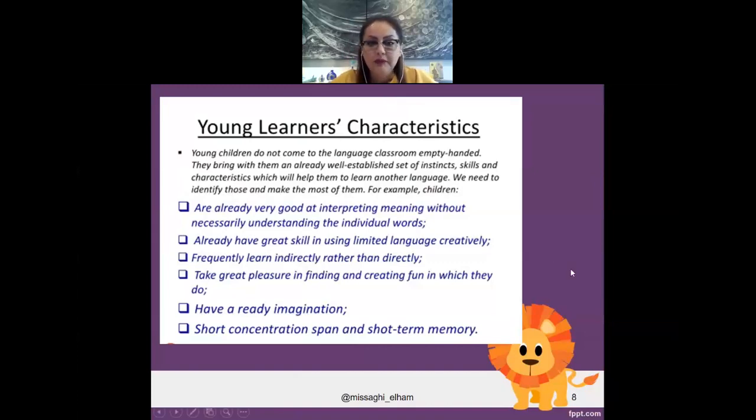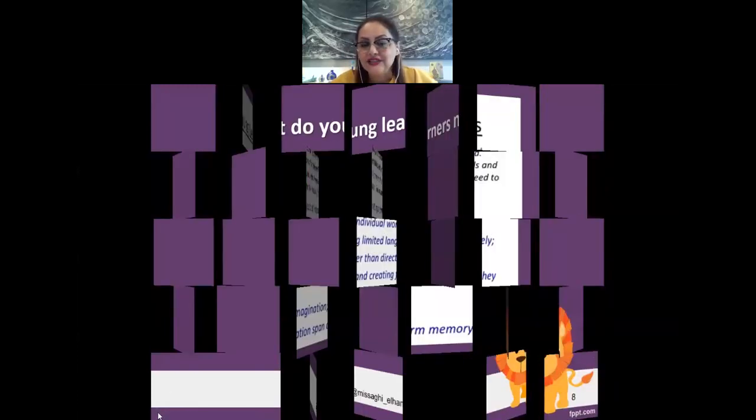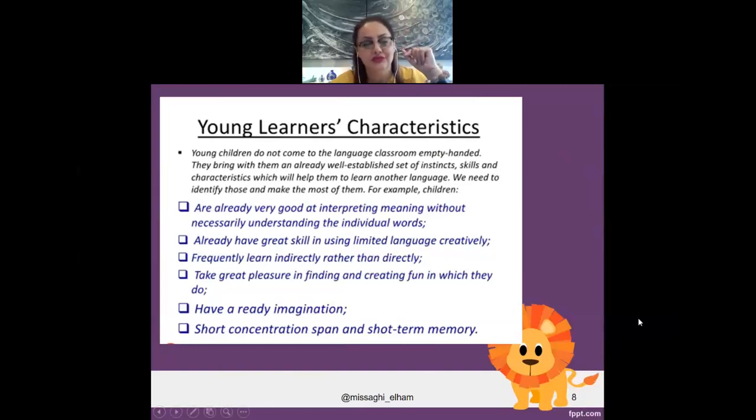What makes young learners different from other learners? Talking about young learners, we mean what age? Very young learners are from 4, 5, and 6. Yes, from 4 to 6, preschool usually. But young learners, usually students who go to elementary school from 7 to 11 or maybe 12, but usually 7 to 11.